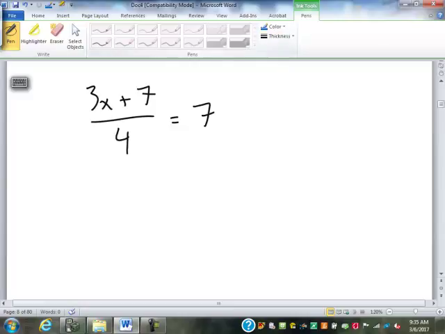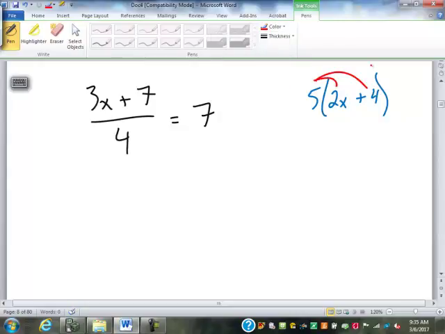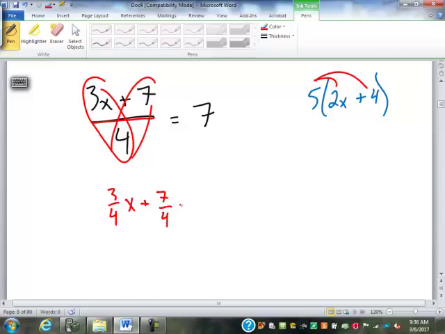But what you can do is, just like when we had something like this, you could distribute the 5. We can do a similar thing here. When we have a fraction bar and we can't combine what's on the top, we can actually distribute the division. So 3x divided by 4 can be thought of as 3/4 x. 7 divided by 4 is just 7/4, or 1 3/4.